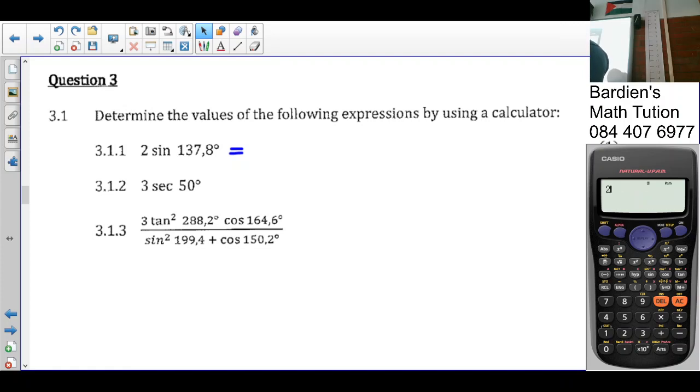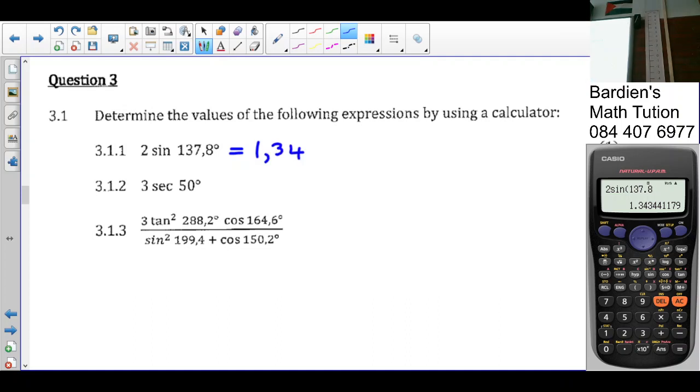So we now press, on top now you'll see a D in the calculator, which means degrees. So you say 2 sine 137.8. Okay? Gives us an answer of 101.34. Okay, as you see, they didn't specify how many decimal places. However, in the introduction to the question, they told you that the sums must be rounded off to 2 decimal places.